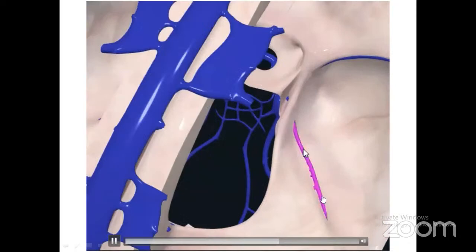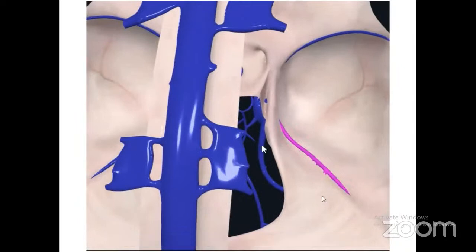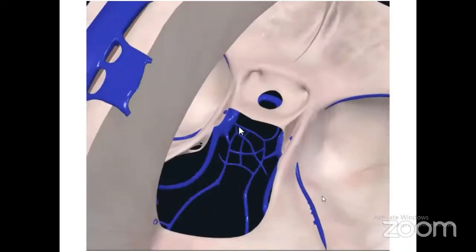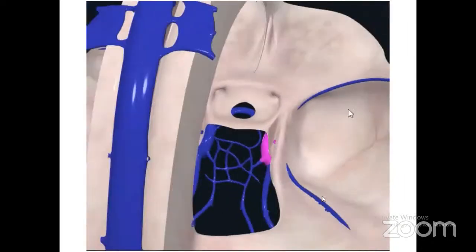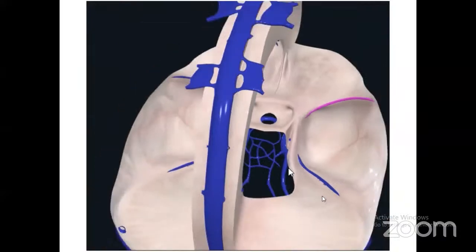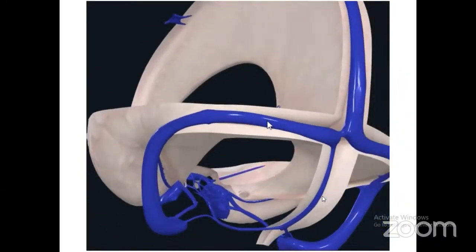And along the superior border of the petrous temporal bone, you are seeing the superior petrosal sinus, and the inferior petrosal sinus along the inferior border, and on either side of sella turcica, the cavernous sinus. So this is how the dural venous sinuses are incorporated in the dural folds. That is the sphenoparietal sinus, which is highlighted, and you can notice there.